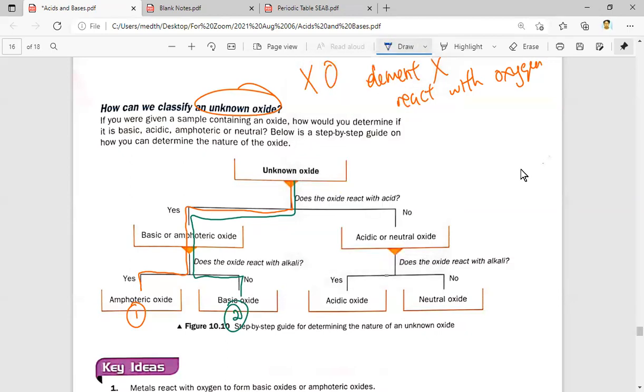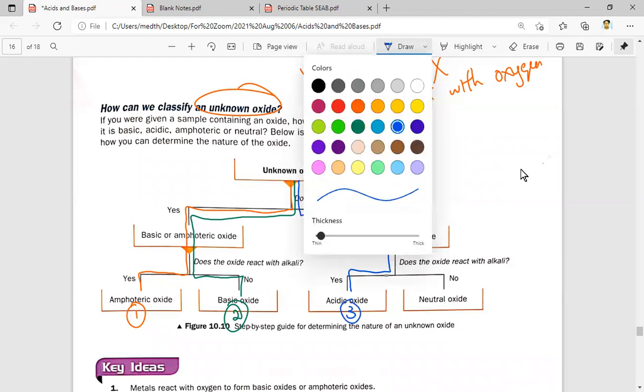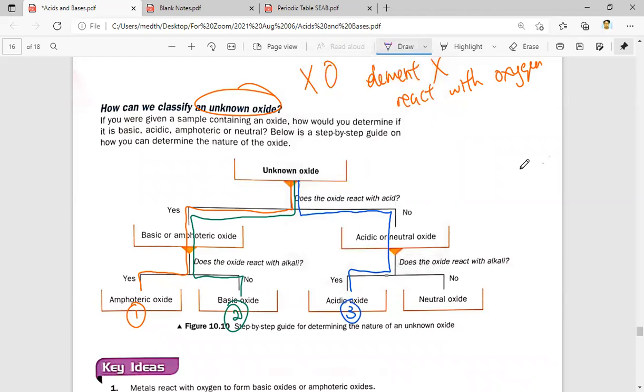The next one we're going to look at, if it doesn't react with acid but it reacts with alkali, that is an acidic oxide. And the last one, I'll use pink. It doesn't react with acid, it doesn't react with alkali, we actually get the neutral oxides. So that's how you go about classifying these 4.